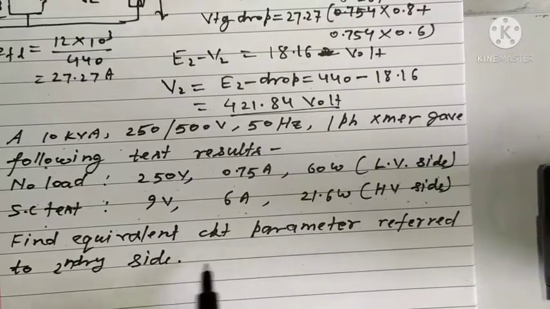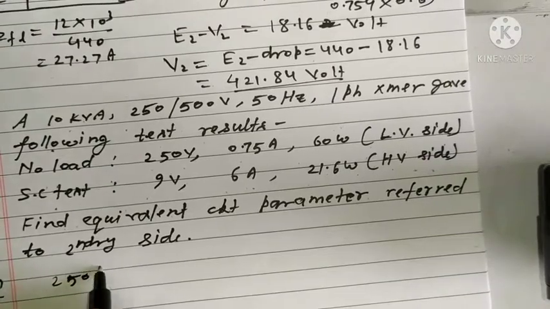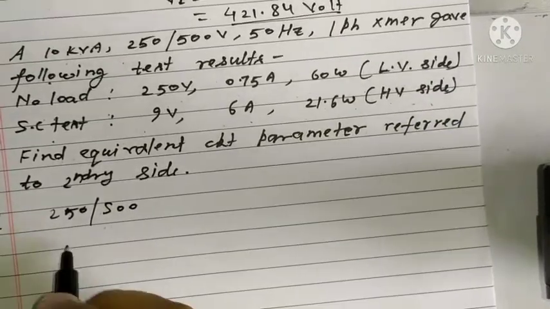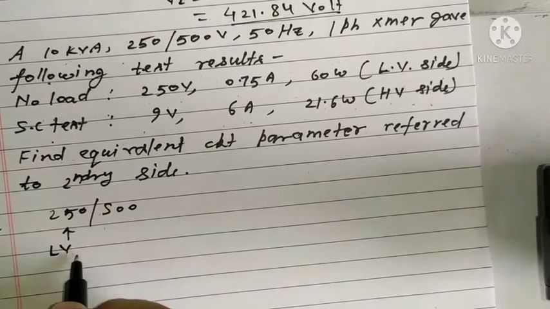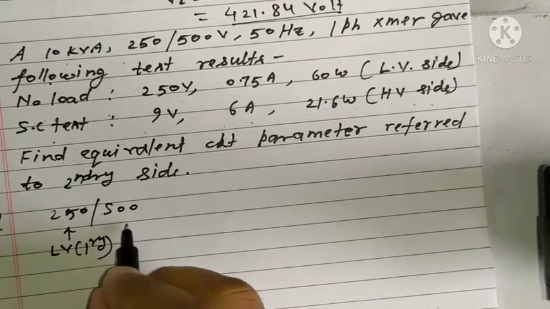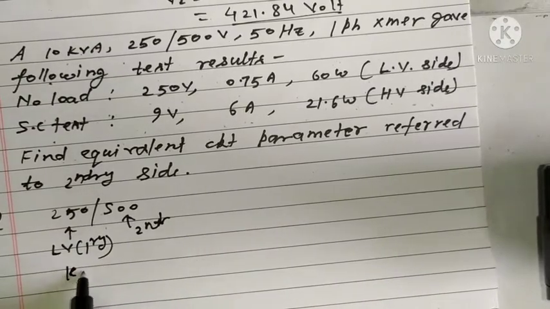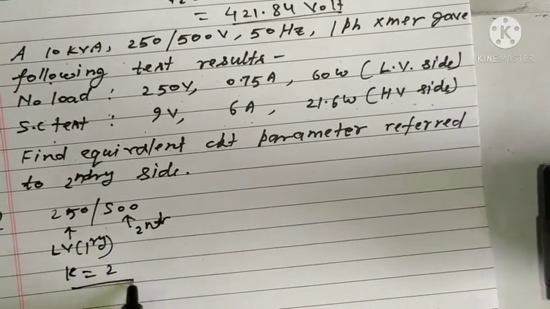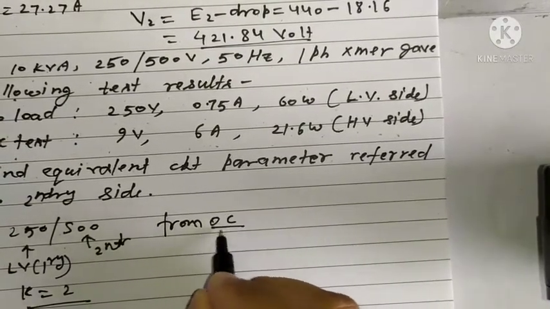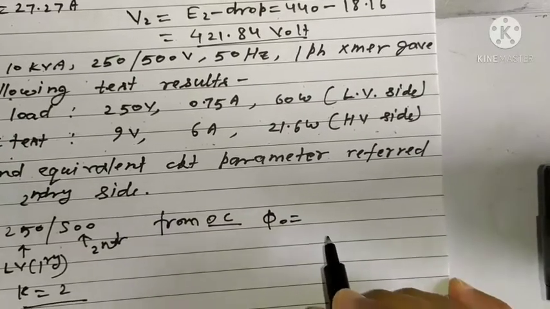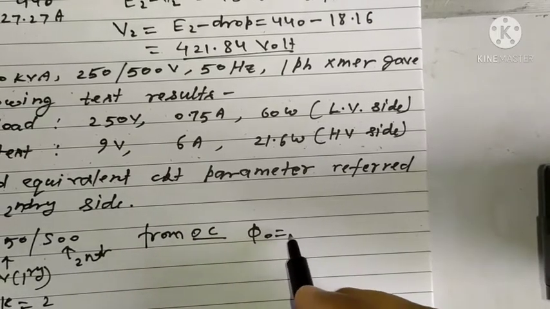Find equivalent circuit parameters, referred to the secondary side, right? So what is the transformer voltage ratio? That is 250 by 500. So from here LV is the primary, and HV is the secondary, and K can be calculated here. K is 500 by 250, that will be 2, right? So from the OC test, the OC test is conducted on LV side, that is primary side, so all parameters are on primary side only.